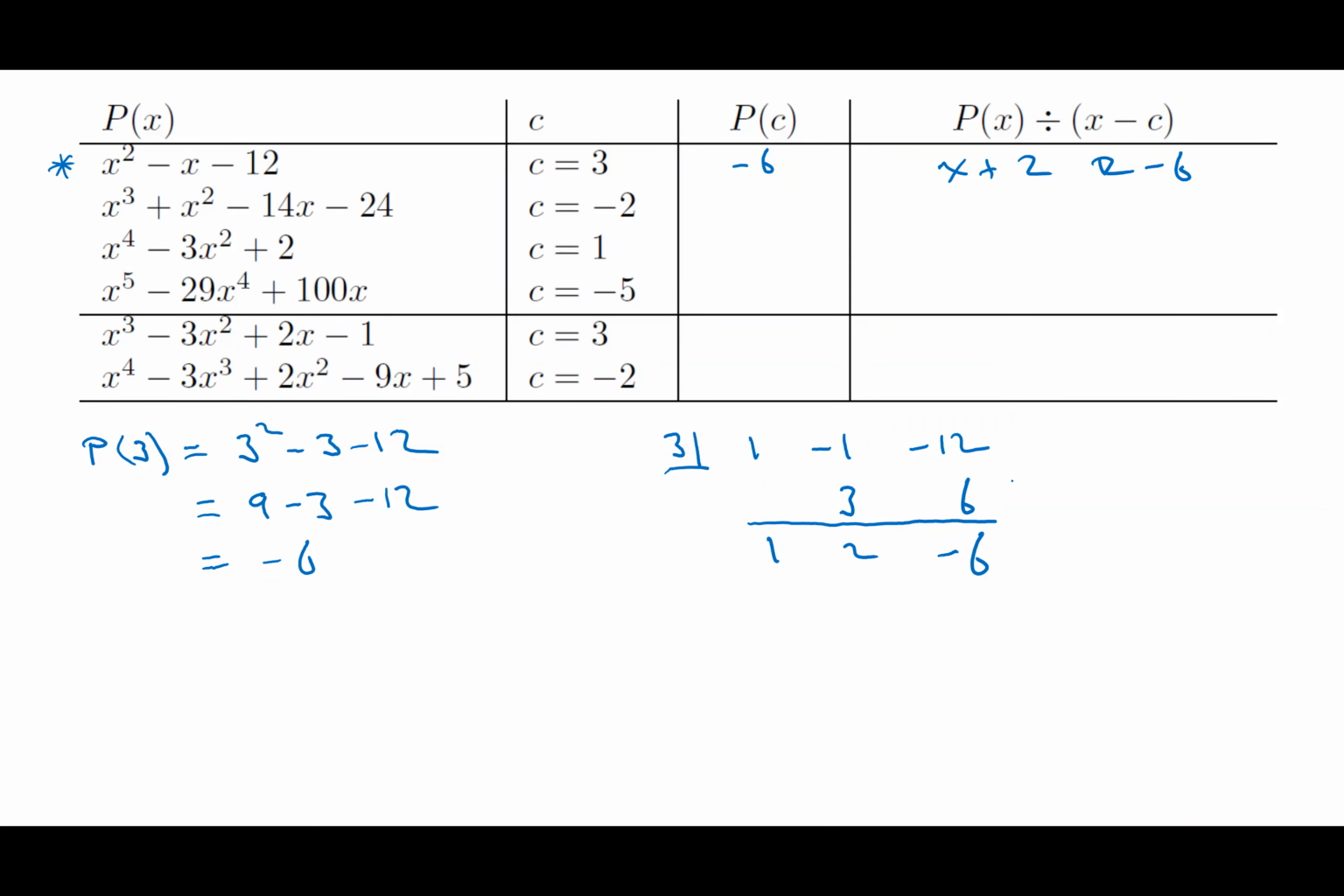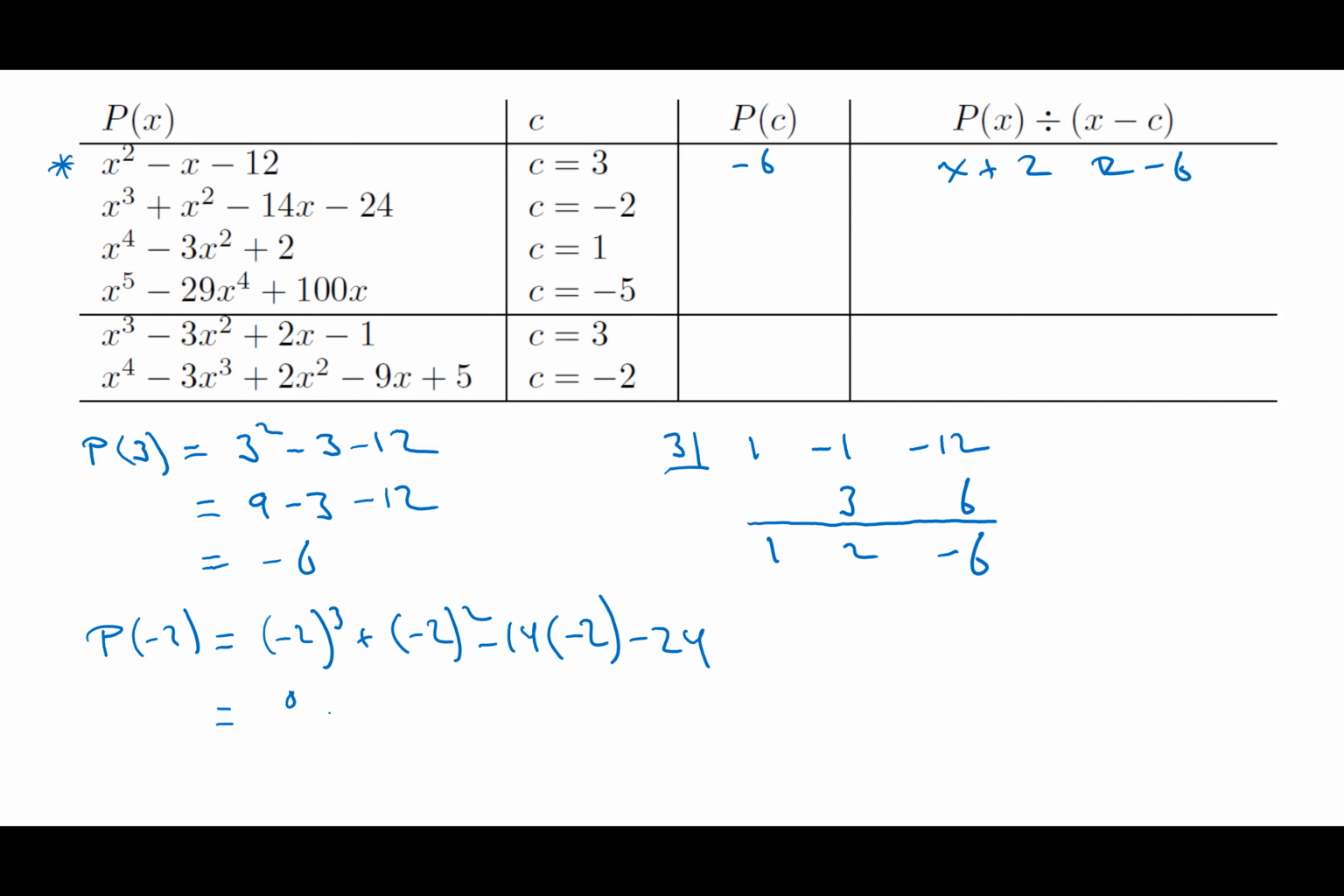All right. So I said I would do one with you. Let's go ahead and do 2 of them. Let's do the next one as well. So we want P of negative 2. So negative 2 cubed plus negative 2 squared minus 14 times negative 2 minus 24.